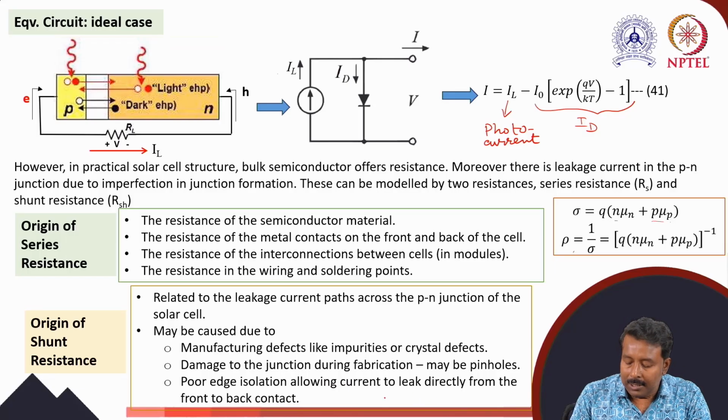And all these effects are included in the model by putting a resistance, the shunt resistance, and this resistance must be in parallel to the original current, because this current is leakage current. So let us now discuss the modification to include these effects in the solar cell characteristics and also the equivalent circuit.